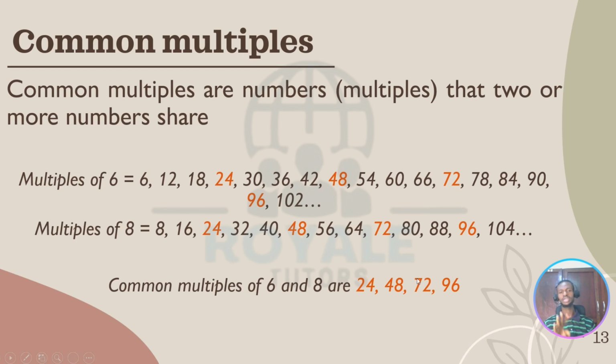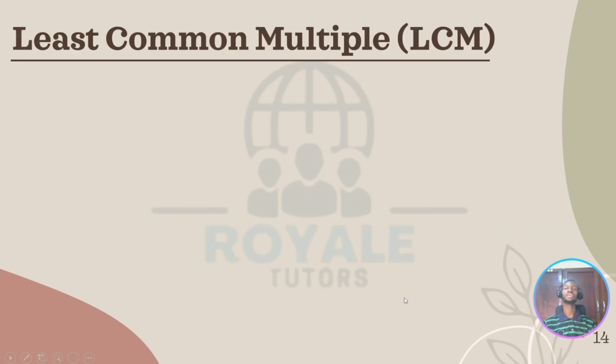What do you notice? That means subsequent common multiples of two numbers will be multiples of the first common multiple. What do I mean? These multiples are multiples of the first common multiple. So 24 is the first common multiple, and 48, 72, and 96 are the common multiples, and they are also multiples of 24. Now let's look at the least common multiple, which is the LCM.